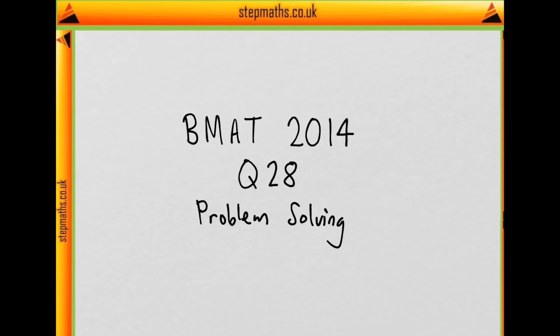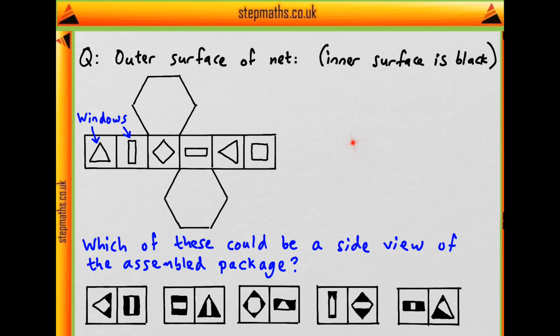This is question 28 on problem solving from the 2014 BMAT. So we're given a picture of a net of a hexagonal package, and this is its outer surface, with the inner surface being painted black, and these shapes in the side represent windows. And so which of these options could be a side view of the package when it's assembled?